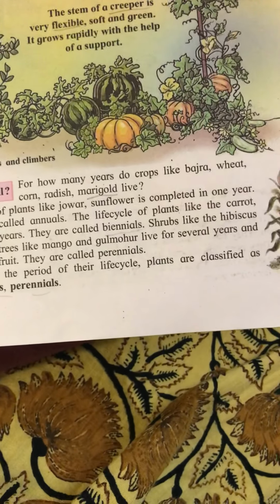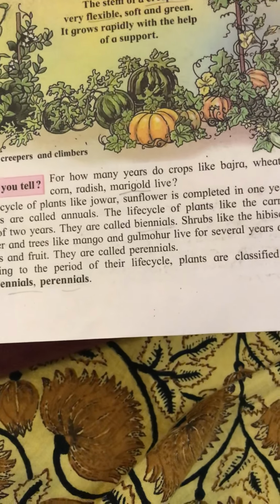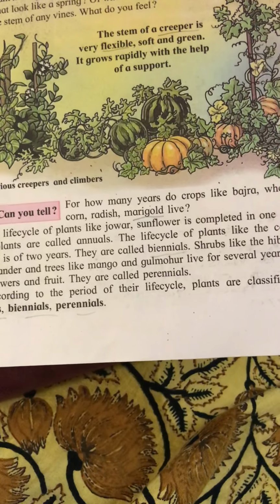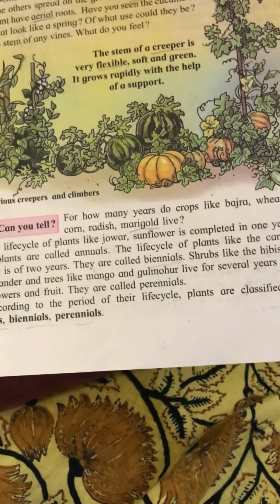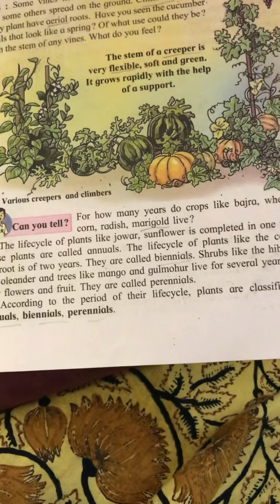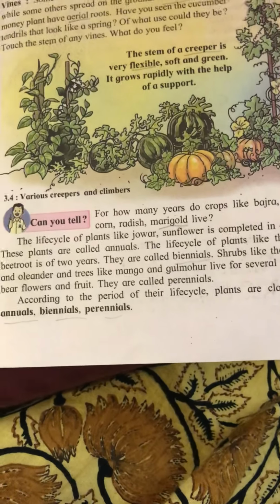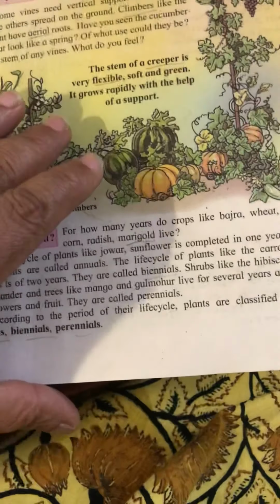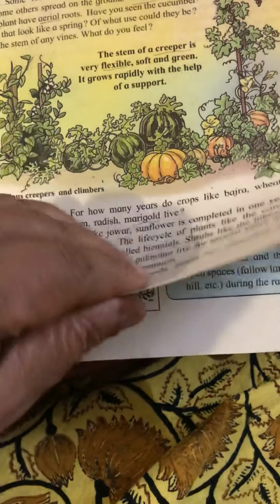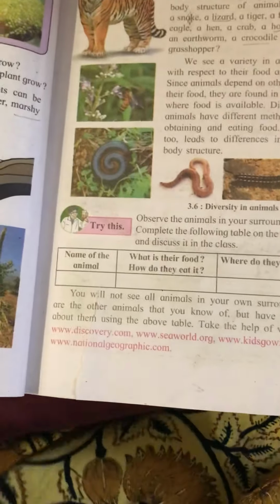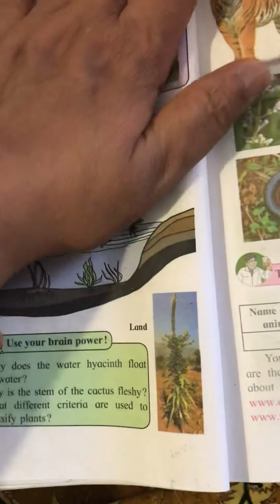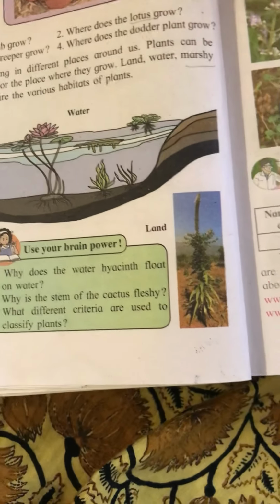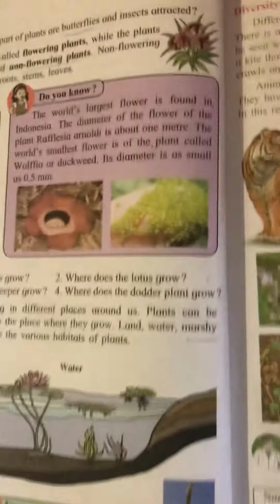The life cycle of plants like carrots and beetroot is 2 years. They are called biennials. Shrubs like the hibiscus and the oleander and trees like mango and gulmohar live for several years and bear fruits and flowers. They are called perennials. According to the period of their life cycle, plants are classified as annuals, biennials, and perennials. Annuals matlab they live for 1 year. Biennials matlab they last for about 2 years or so, or they fruit twice. And perennial matlab they live for many years.